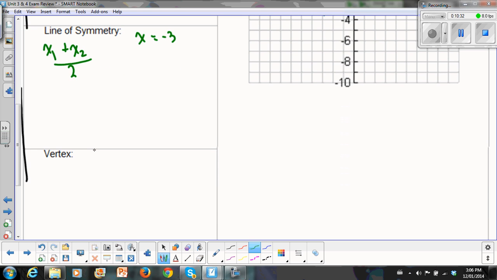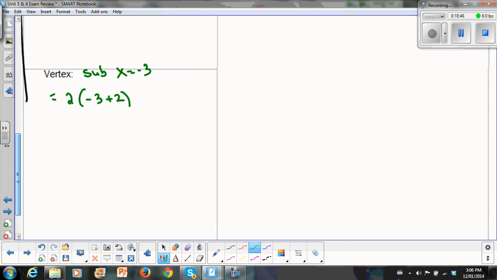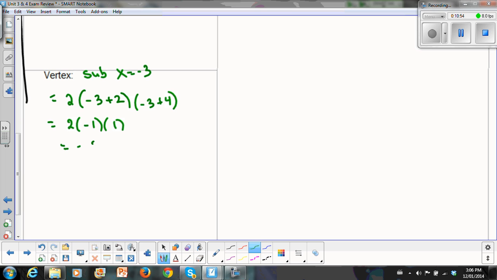And we can therefore find the vertex by subbing in x equals -3 into the equation. The equation was 2 times, we'll plug in -3 plus 2, and -3 plus 4. We end up with 2 times -1 times 1, which is -2. Our vertex is at -3, -2.